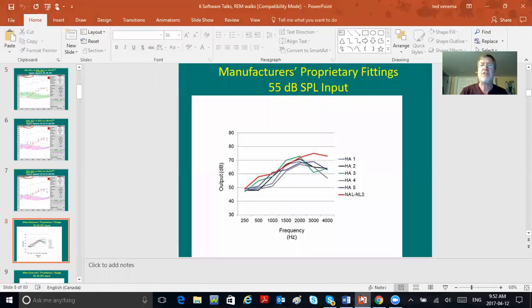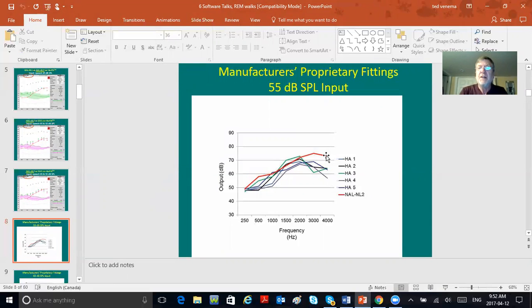Let's look at some pictures here. This is from the Sanders article. These are pictures stolen directly from their article, okay? So here goes. Manufacturers' proprietary fittings for a 55 dB SPL input. Now, this is a target for NAL2, for some fictitious, sloping loss. This would be the output targets, okay?